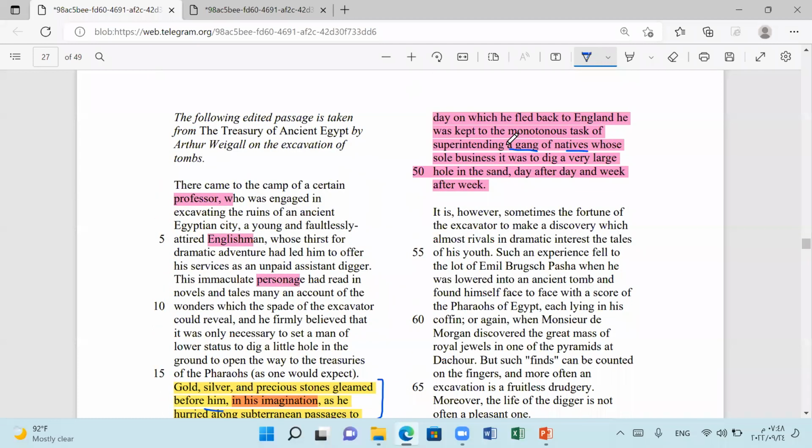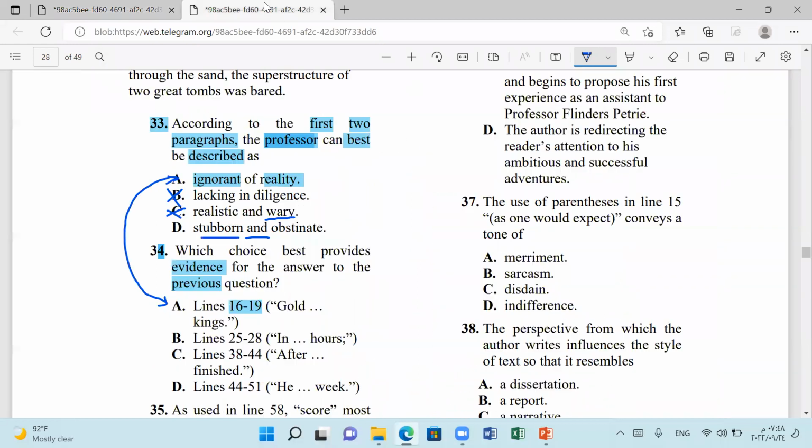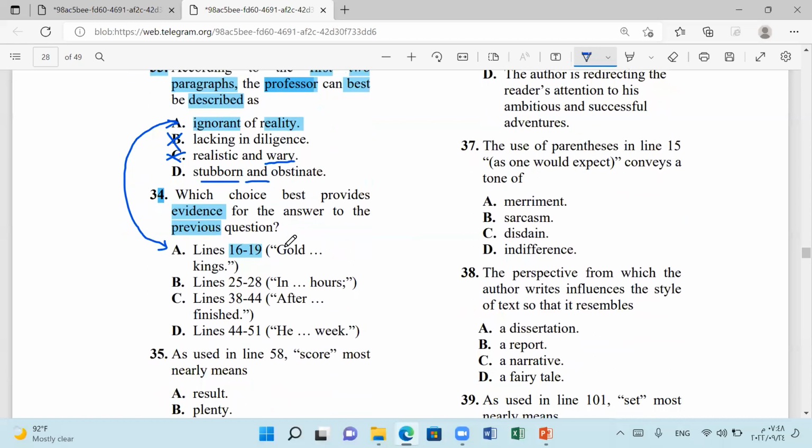Strong-headed, don't be intimidated. Okay, like day on which he fled back to, he was kept to the monotonous task of superintending a gang of natives whose sole business. Now this part is talking about the natives, not talking about him. Here, this part, he was doing his job. Okay, it's not stubborn. Stubborn means like strong-headed. He insisted on certain opinions and so on.